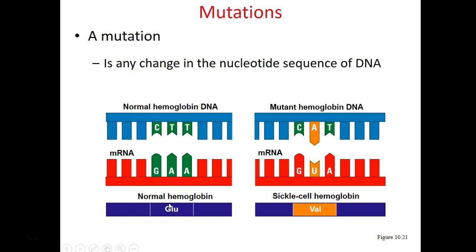Now, some people who are carrying the sickle cell allele, instead of having a T, they'll have an A in that place. And so their messenger RNA will code for GUA, and that will actually pull in the amino acid VAL instead of GLU. And that single base difference in the codon will result in a single amino acid difference in the amino acid sequence, and that is sufficient to generate a diseased state.